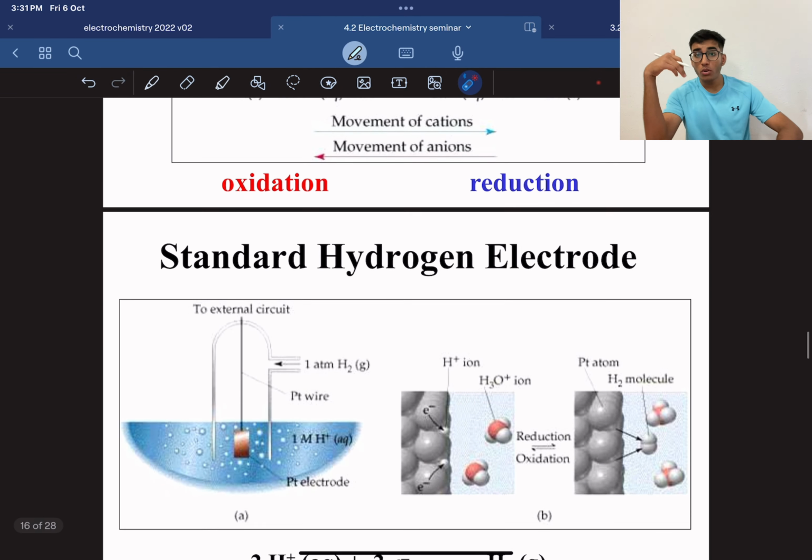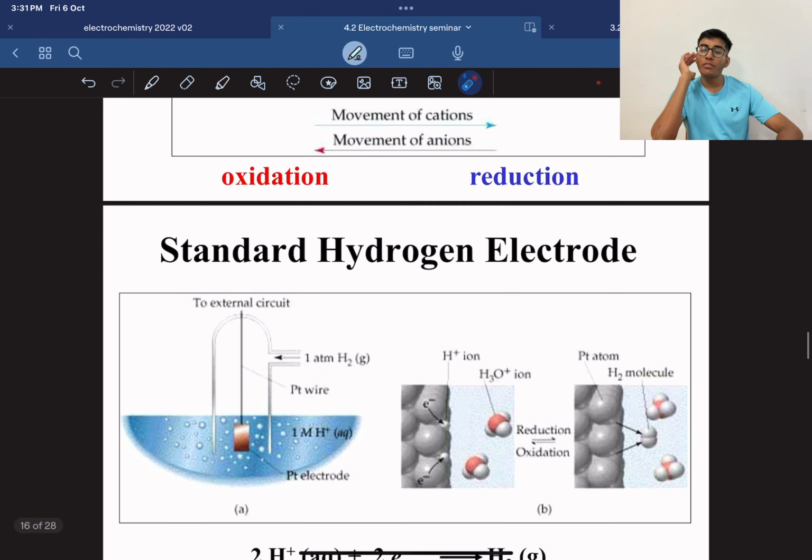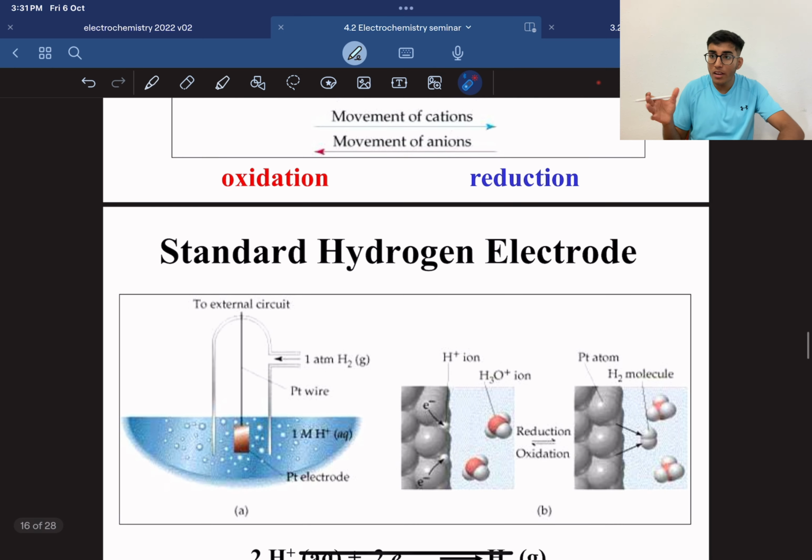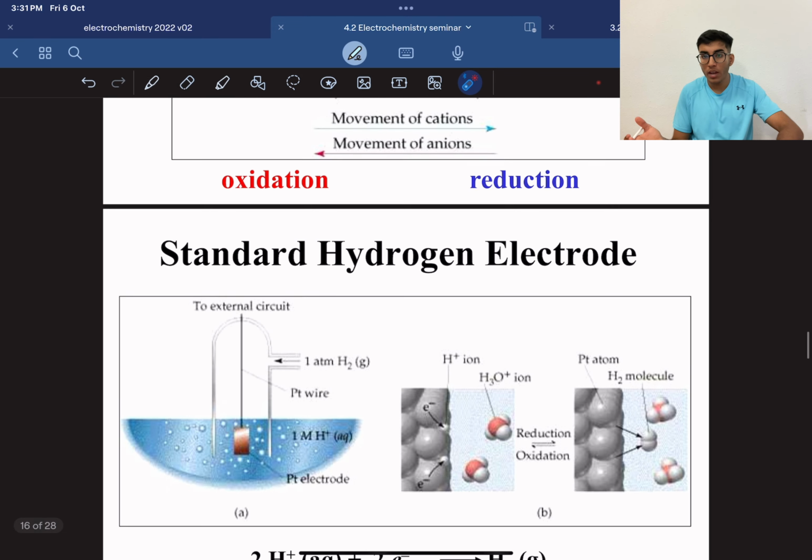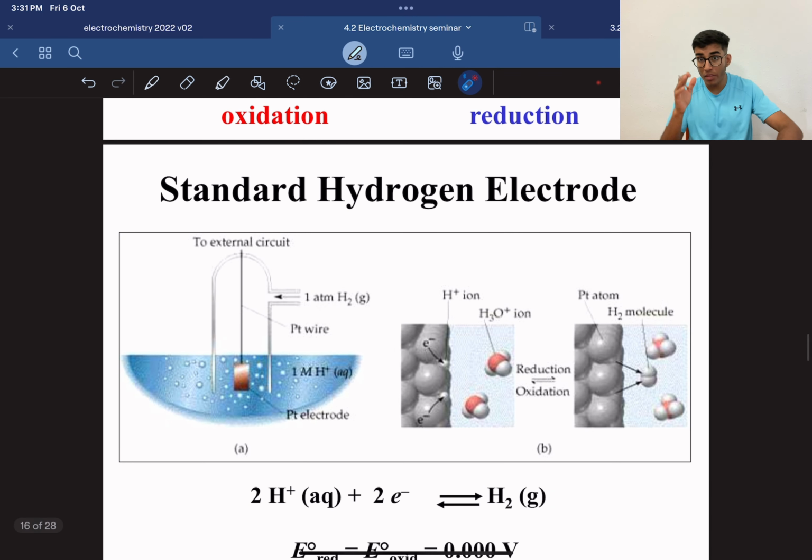Now, we want to do that. But how do we do that if we don't have a standard value which we can compare to? Okay? Who said we don't have that value? We do have that value. And that value is the standard hydrogen electrode, also known as SHE.